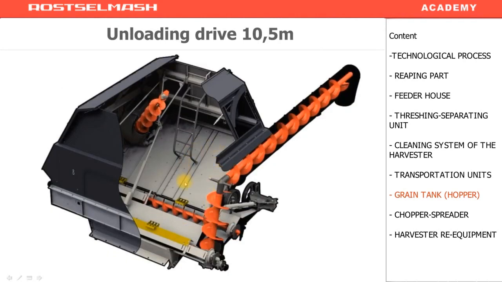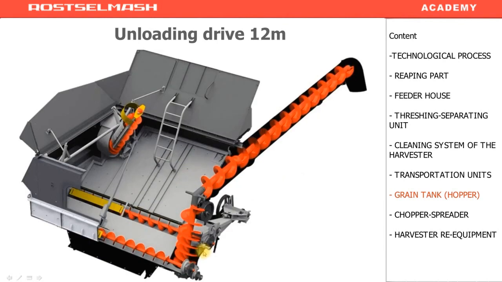This is what the auger drive looks like. This is the first auger and this is the second one. Delivery to the vertical one. And here's the drive to the vertical one. And unloading onto the truck. Everything is similar in the 12 cubic meters machines, but the auger has got more flights.